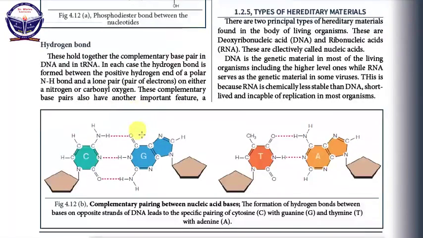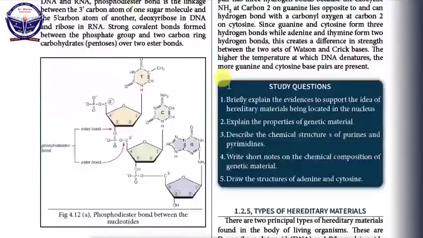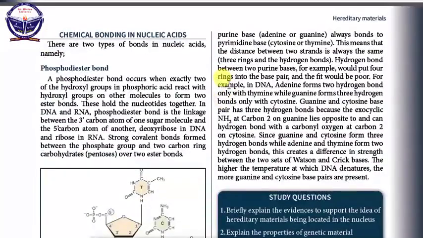Kwa hiyo hydrogen bond ndio ile tu discuss kwenye chemistry. Ile inakuwa formed kati ya hydrogen iliyokuwa bonded to more electronegative atom pamoja na lone pair. Unaona bwana? Sasa these complementary base pairs also have another important feature. A purine base, adenine or guanine, always bonds to a pyrimidine base, cytosine or thymine. Yani purine moja na bondi kwenye pyrimidine moja.